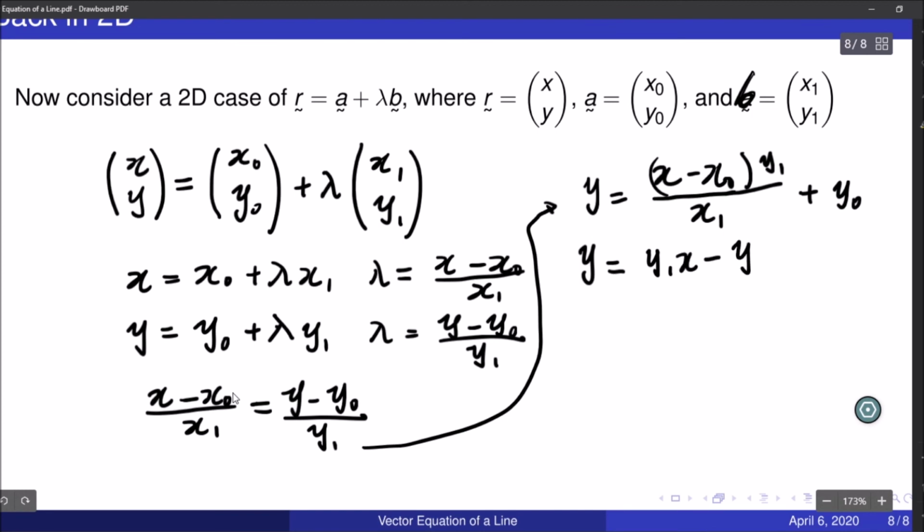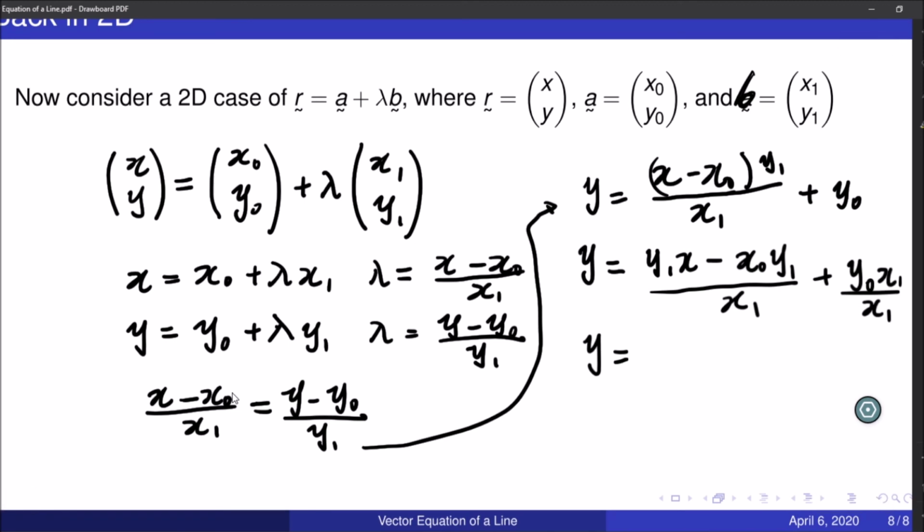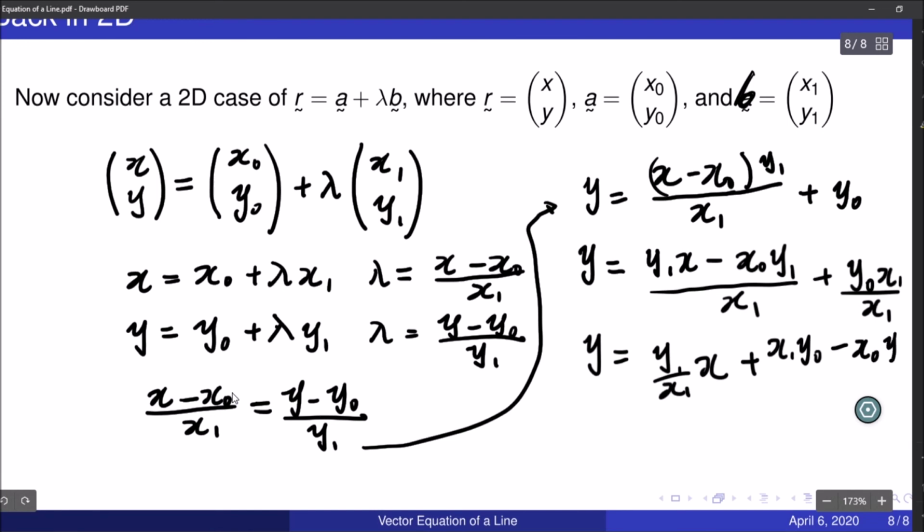y1x minus x0 y1 over x1 plus y0. Let's do it in alphabetical order. Let's give it a common denominator. So what we end up with is y1 over x1 times x plus x1 y0 minus x0 y1 over x1.